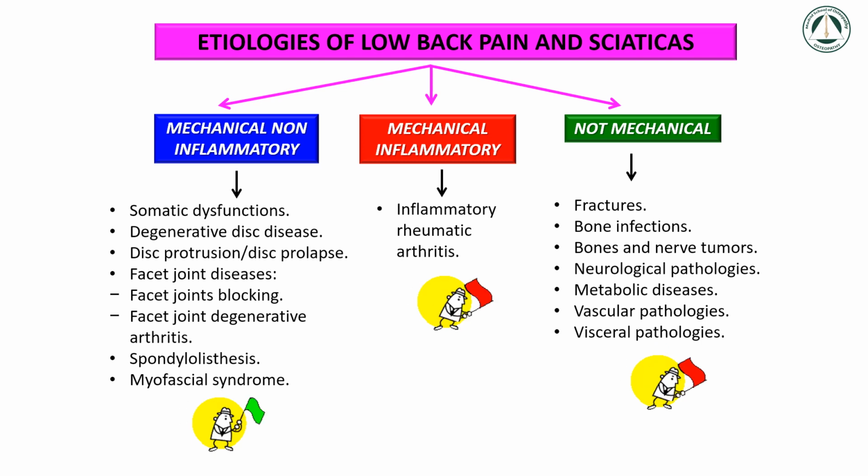It is important to know the different etiologies of low back pain and sciatica. We can distinguish the non-inflammatory mechanical causes that are the usual indication of osteopathic manipulative treatment. The inflammatory mechanical causes are rheumatic arthritis, and non-mechanical causes such as fracture, bone infections, tumors, and so on, which are contraindications to manipulation.